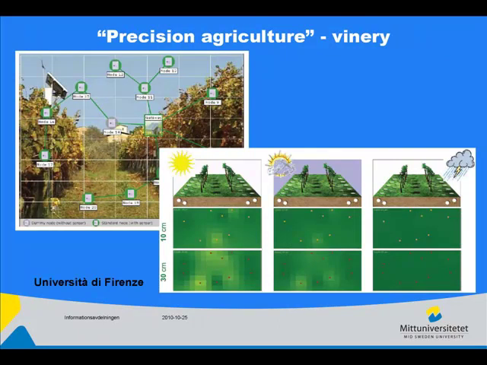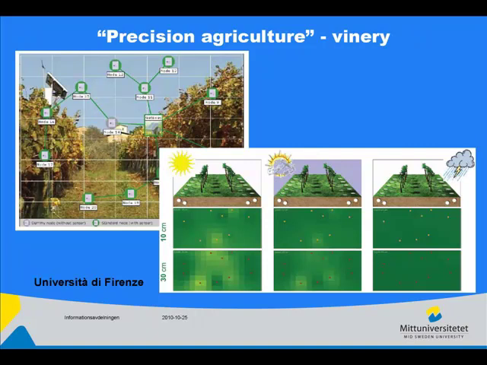Something called precision agriculture is to treat the farmer's land more like a production unit, similar to a process industry where you have measurements and then you can take action fast, like watering and these kinds of things.